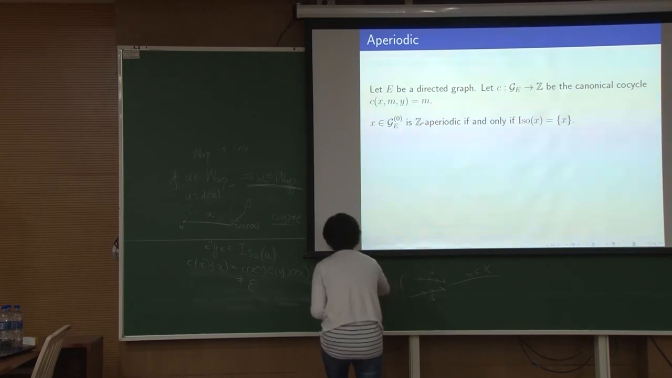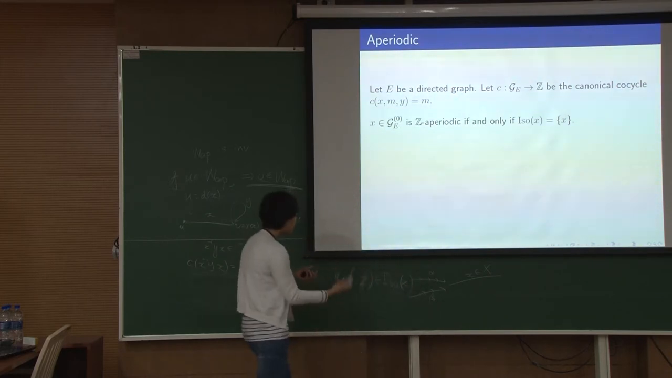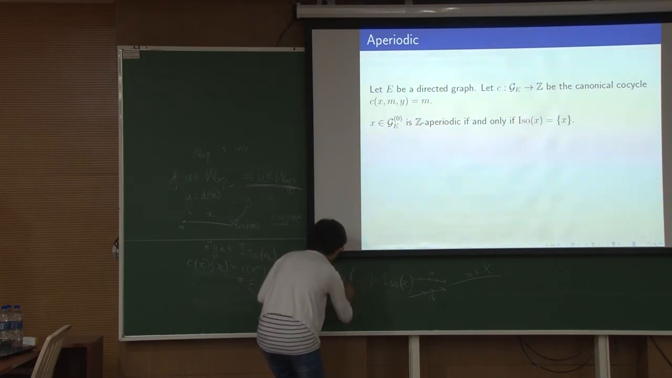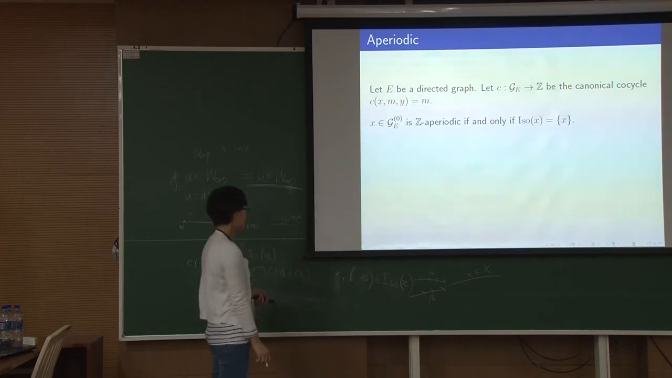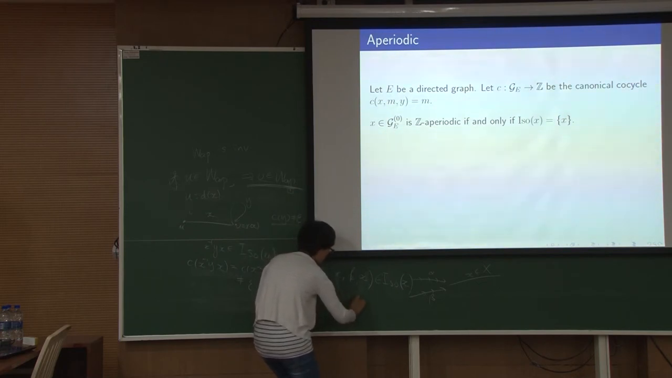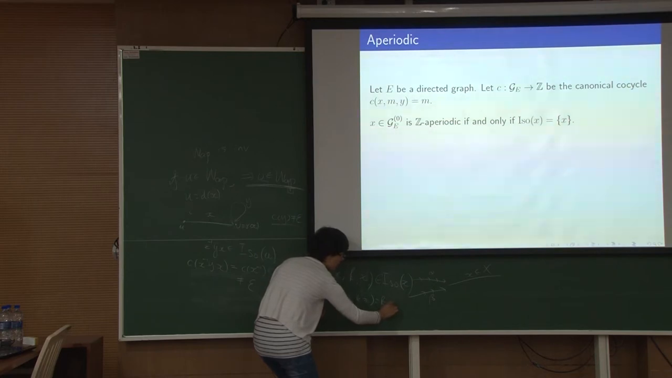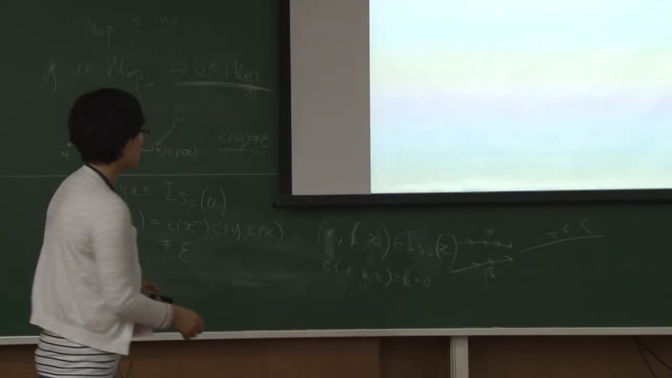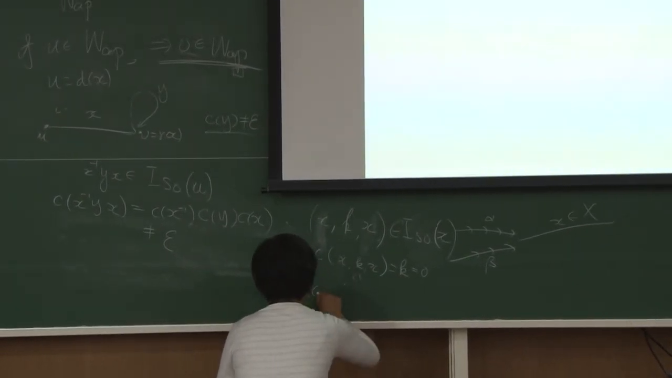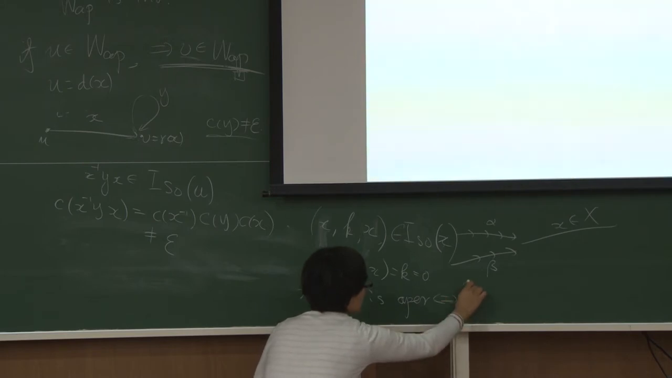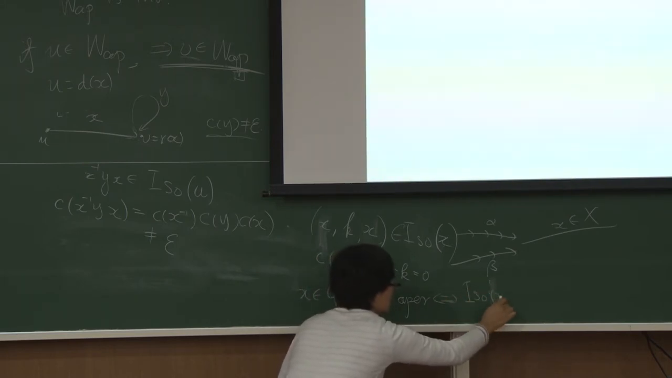Let me use another one, y and z. That means the source and the range should both be x, so y and z are both x. And apparently that means that the cocycle C of (x, k, x), if this is k, should be zero. Zero is the identity of the group Z. So that means x in the unit space is periodic by definition if and only if the isotropy group just contains this element x.